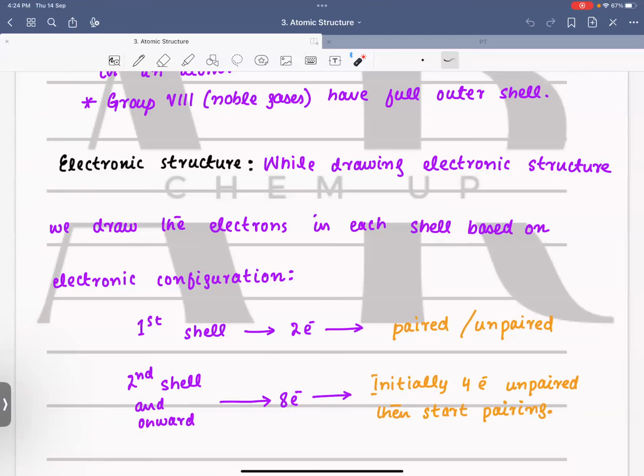Done. Yes, Khatija? Yes, sir. Okay. So when we are going to draw these electrons, in the first shell we know there are only 2 electrons. Those 2 electrons can be drawn as paired or unpaired. Both are considered correct, but in actual, the most appropriate way is drawing those 2 electrons as paired. But both can be considered correct.